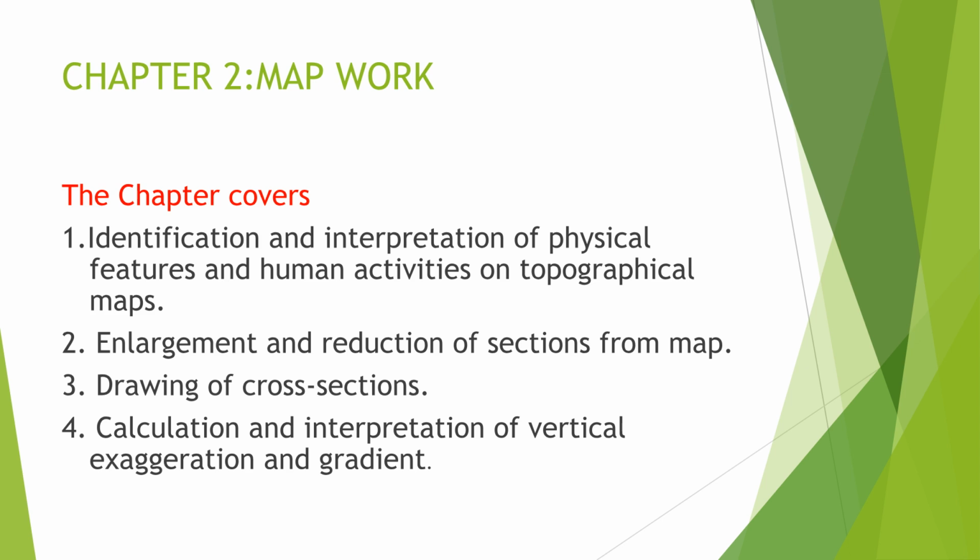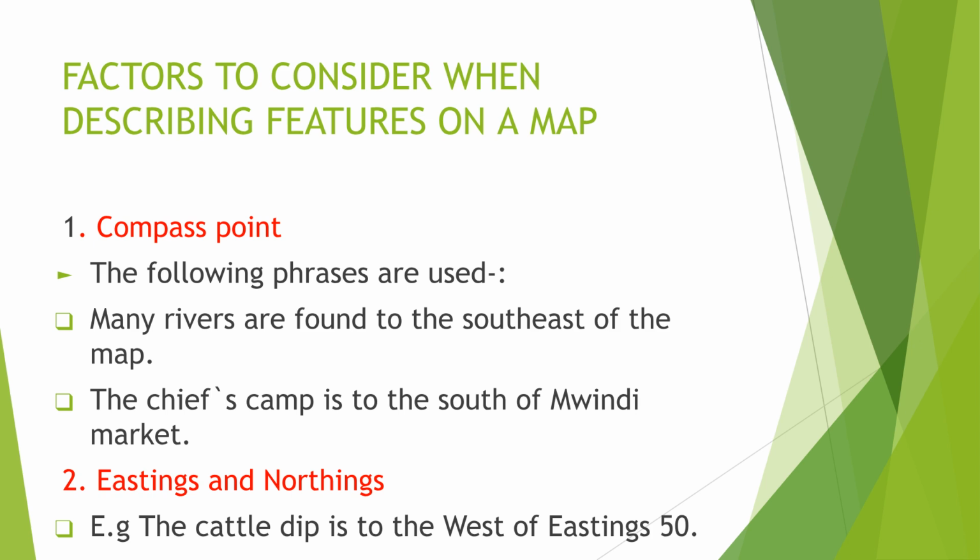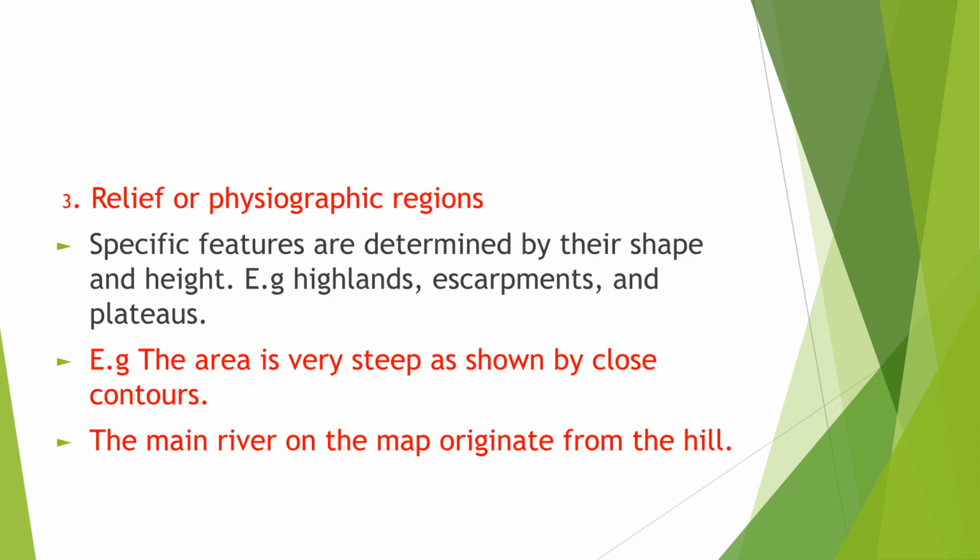This chapter covers the identification and interpretation of physical features and human activities on topographical maps. We will also look at the enlargement and reduction of map sections and the drawing of cross-sections. When describing features on a map, factors to consider include the compass point and eastings and northings. For instance, many rivers may be found to the southeast, or a cattle dip may be to the west of eastings 50. Relief or physiographic regions are also important.